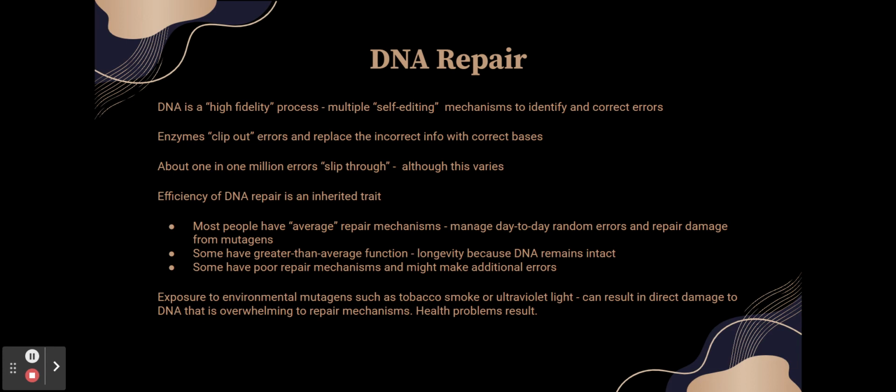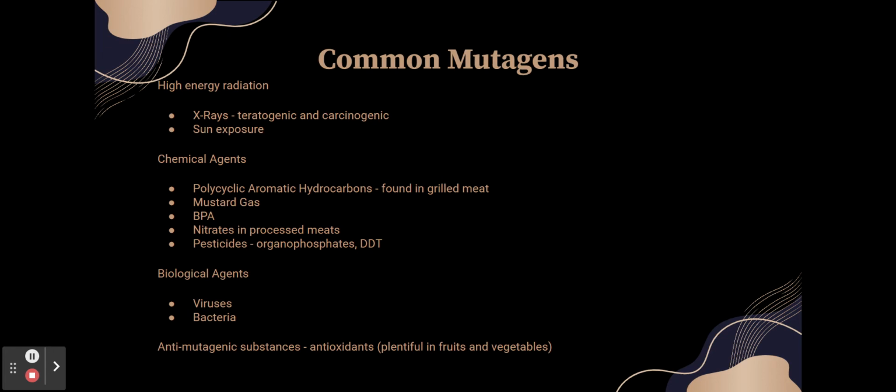So if you have poor repair mechanisms, you're more susceptible to a number of diseases at younger ages. However, it doesn't matter how efficient your inherited DNA repair is if you overwhelm it with exposure to environmental mutagens like tobacco smoke or sunlight. You will get direct damage to the DNA and it will overwhelm those repair mechanisms and you'll have health problems. So that's that.